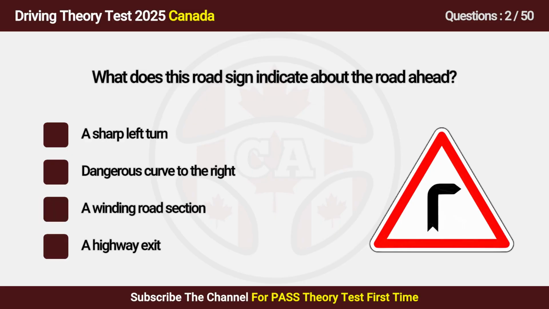Question 2. What does this road sign indicate about the road ahead? A. Sharp left turn. B. Dangerous curve to the right. C. A winding road section. D. A highway exit.